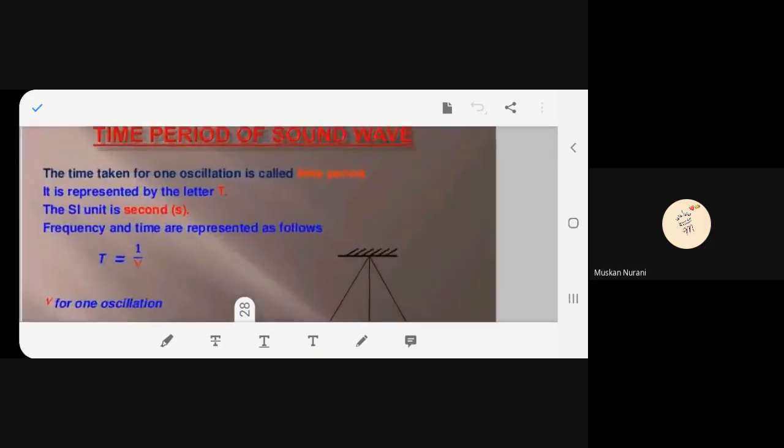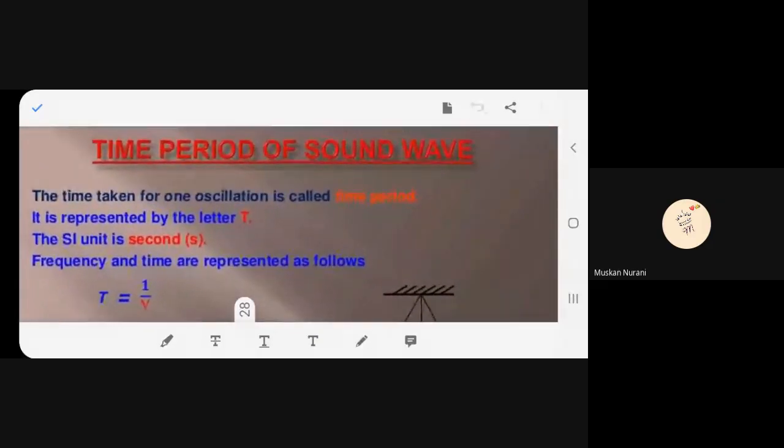Now we come to time period. Everything you have to remember: frequency, time period, then how to use it in numericals. The time taken for one oscillation is called time period. It is represented by the letter T. The SI unit is second.